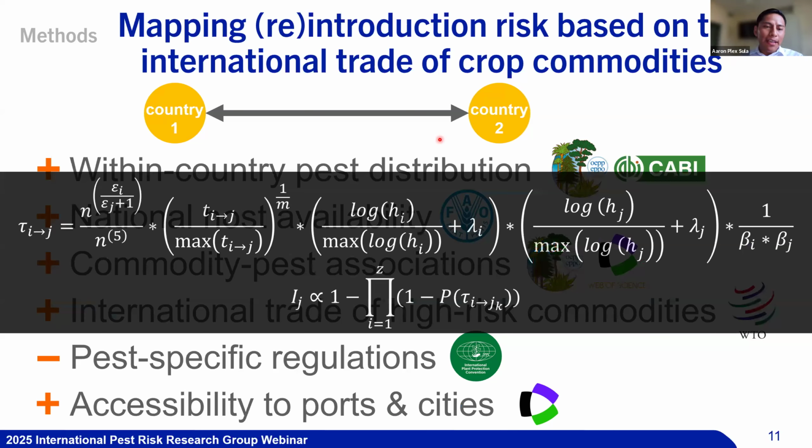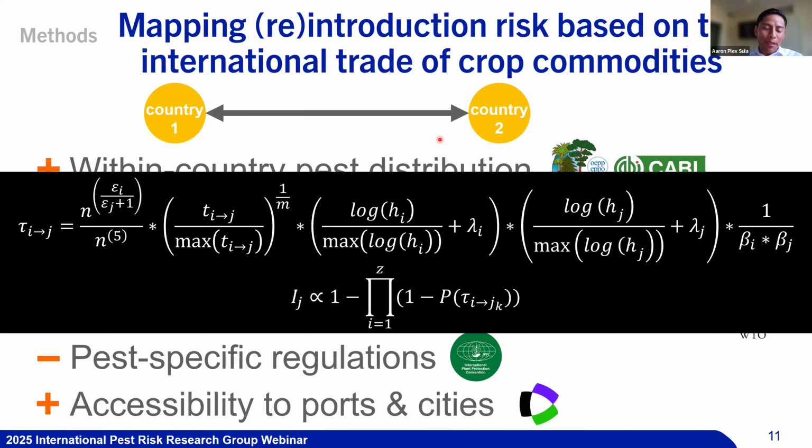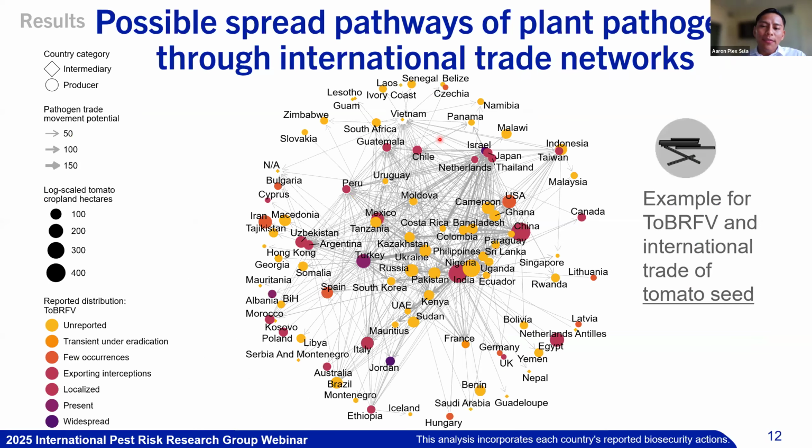Here is the very fancy equation if you are into that, but we can discuss after this presentation about how to include this into your analysis. So here is an example that helps us understand the possible spread pathways for these pests. In this very specific example, the potential movement of tomato brown rugose fruit virus through the international trade of tomato seed.